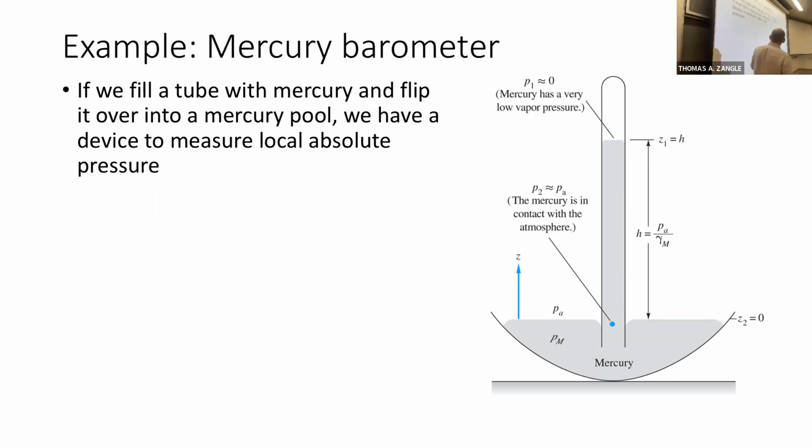If we take a tube, we fill it up with mercury, and we flip it over into a pool of mercury. So take a tube initially completely full of mercury.